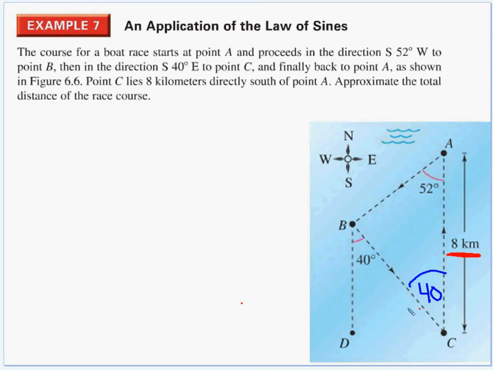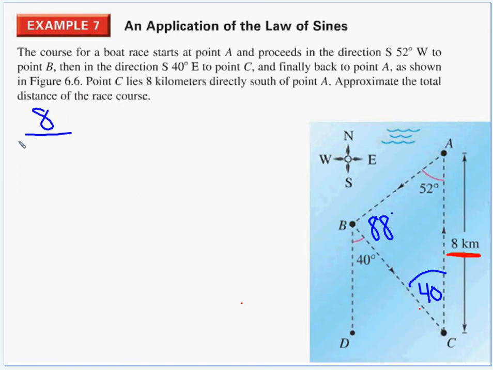Okay, so let's work back here to find angle B. If we take 180 total minus the 40 minus the 52, angle B is 88 degrees. And that's the key there. We do need to set up law of sines. So directly across from the 8-kilometer side is the 88-degree angle.